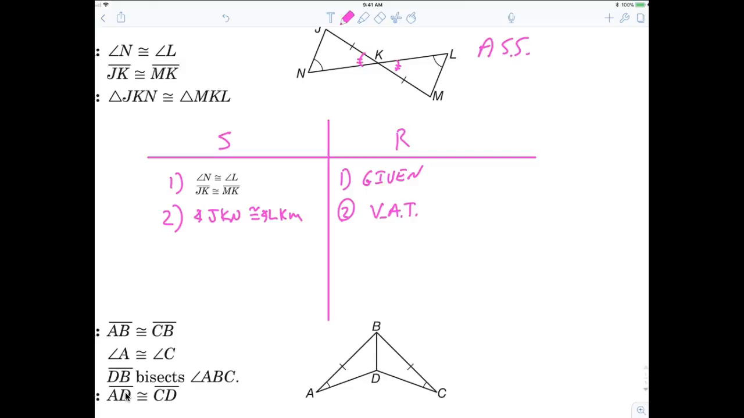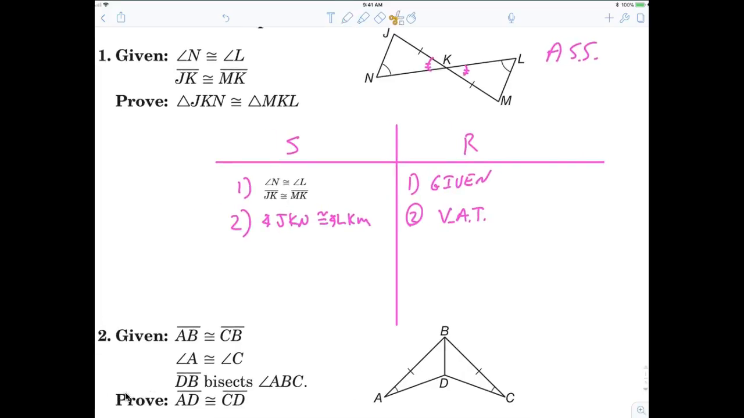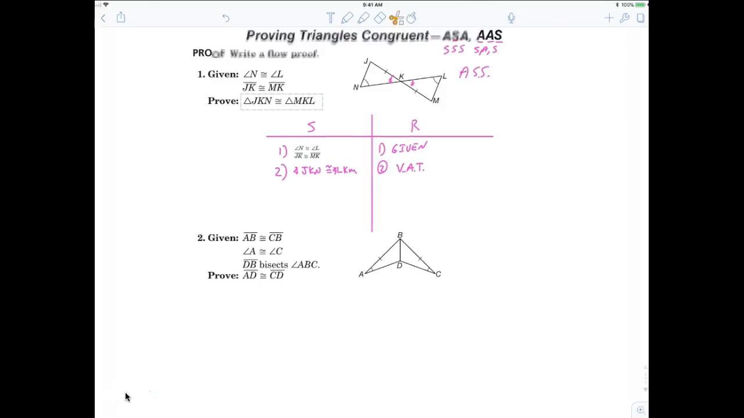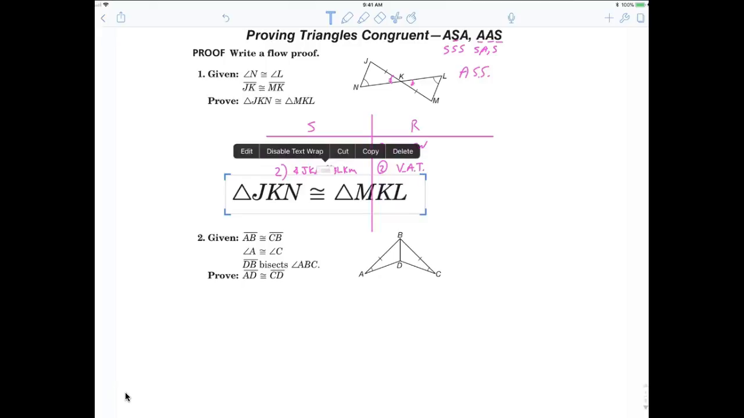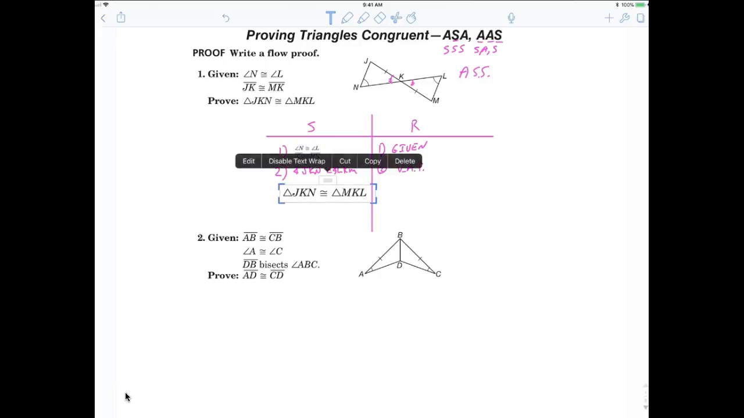So you think you can prove it because JKN is congruent to MKL, because of angle, angle, side. Perfect. And then you would just say angle, angle, side. That's how simple it is. That's all there is.